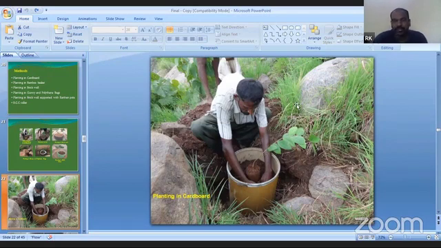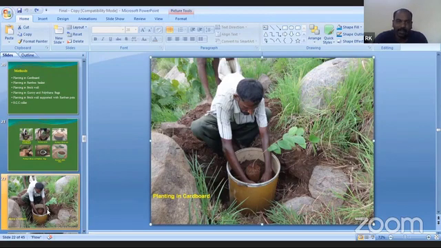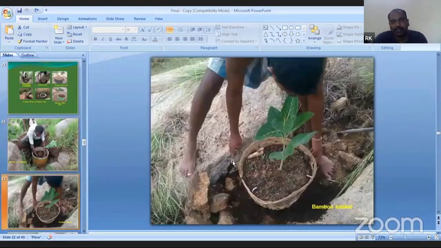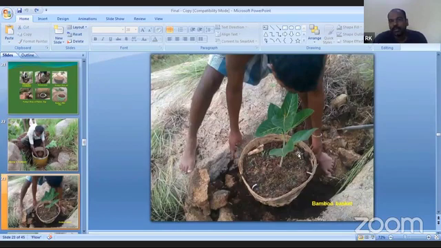This is one type of piece. So we selected here on the graph. We selected the cardboard container to plant this plant. Second, we choose the bamboo basket.